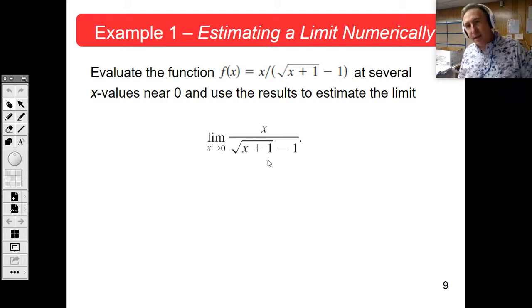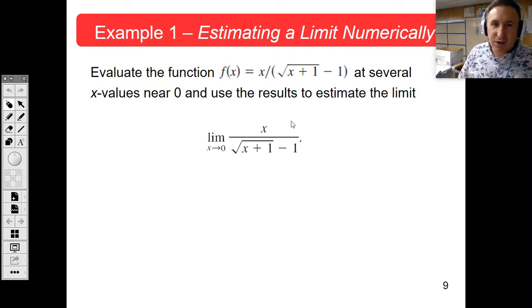Now, probably you haven't done enough math in your life to know what the graph of this thing looks like just off the top of your head. So we're going to look at x values first, numerically, not graphically yet, to see what happens. So we're going to pick values on either side of 0.